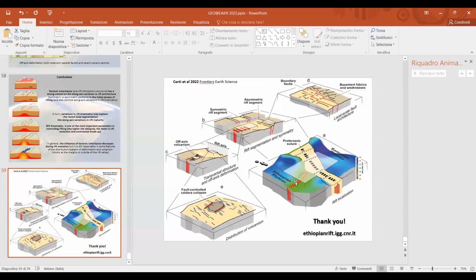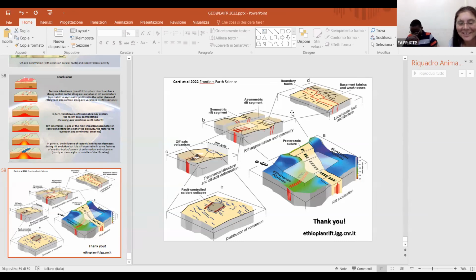Well, Giacomo, thank you very much for this very interesting talk, showing us that the MER is actually like three segments, and showing the importance of obliquity on rift evolution. So now I'm going to ask everyone if they have a question. You can write something in the chat or unmute yourself and interact directly with Giacomo. Any question?